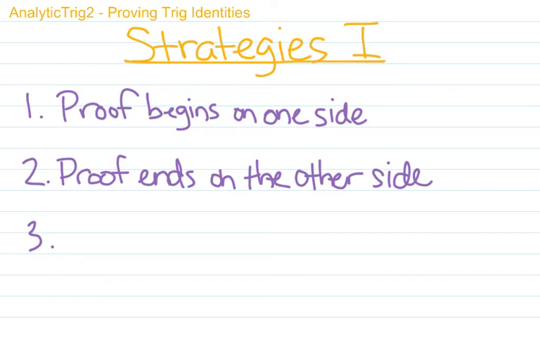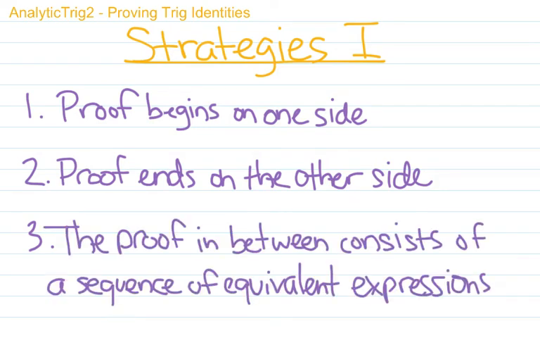Obvious? Maybe not. The third one's a little bit more unique. And it's this. The proof in between consists of a sequence of equivalent expressions. Every step we take, each step is equivalent, but we've just moved closer to our goal. So as we prove our own identities or verify identities that are already proved for us, we'll be able to analyze both and identify if each step is equivalent or not.